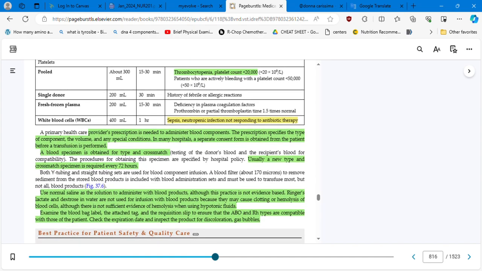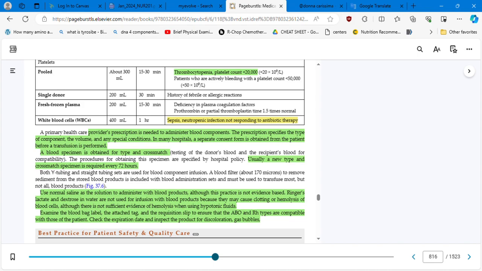White blood cells sometimes are going to be transfused due to sepsis, neutropenic infection, or not responding to antibiotic therapies. Some other doctors are going to start giving injections to increase the neutrophils. Those injections are called Neupogen, right? And they're going to try that first before making transfusions of WBCs.